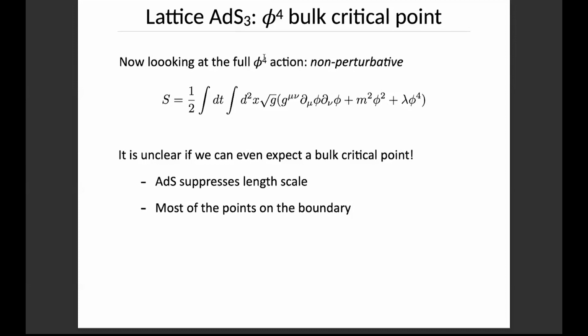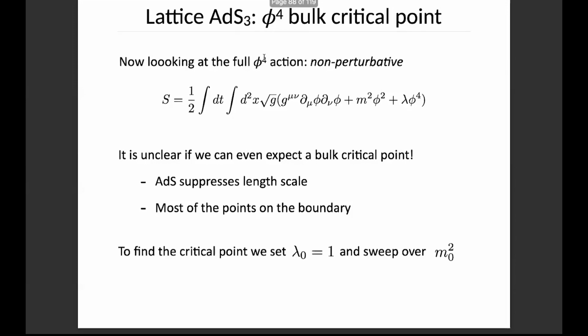So that was AdS suppressing length scale. Also, most of the points are on the boundary. If we're looking at a bulk critical point, and most of the points only weakly talk to each other, and most of the points anyway are on the boundary, which we're not looking at, then maybe you can't expect any sort of large scale behavior. But we're going to proceed ahead nonetheless.